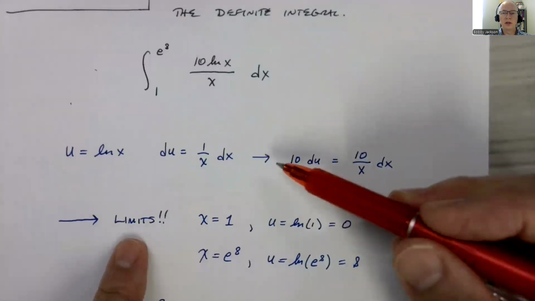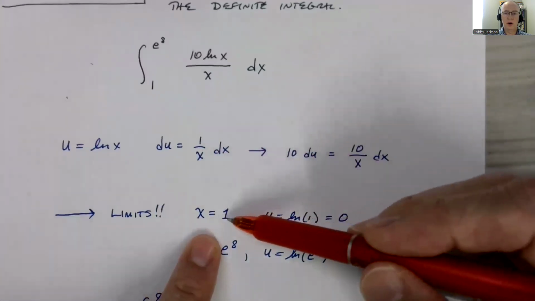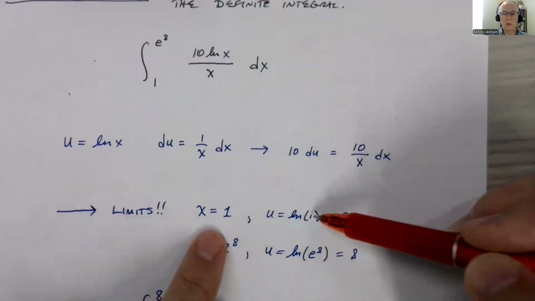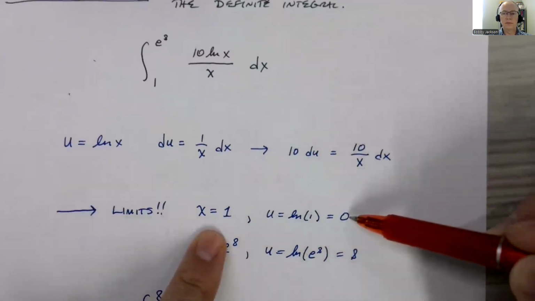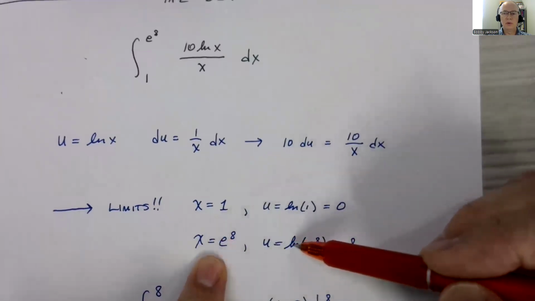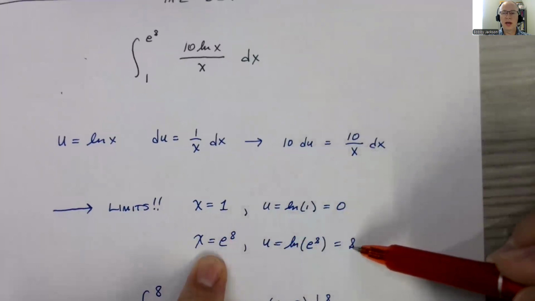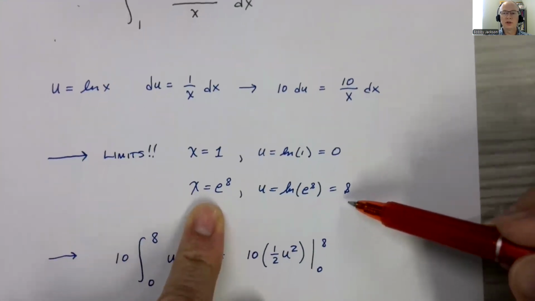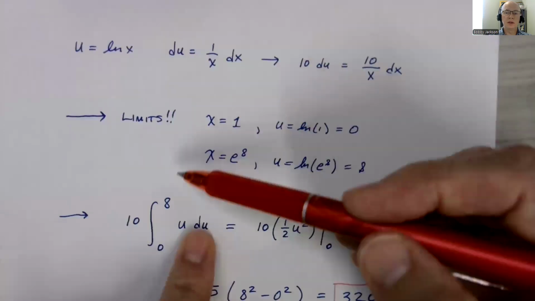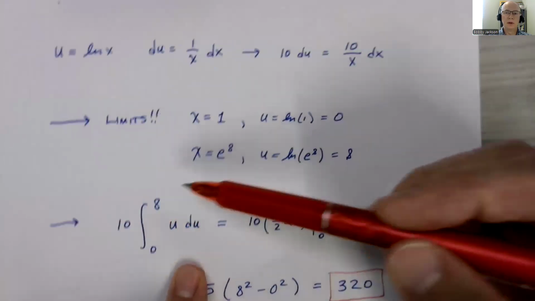I do need to change limits. The x limit of 1 becomes what? u will become natural log of 1. Well, natural log of 1 is 0. And then if x is e to the 8th power, the u would be what? Natural log of e to the 8th is just 8, right? And so the integral will change from 1 to e to the 8th to 0 to 8.